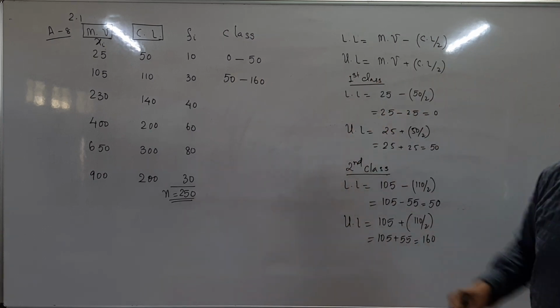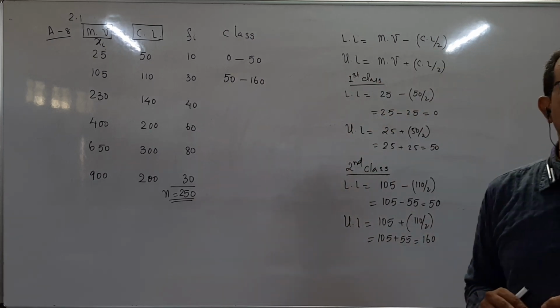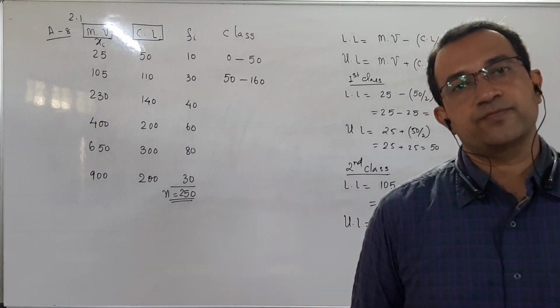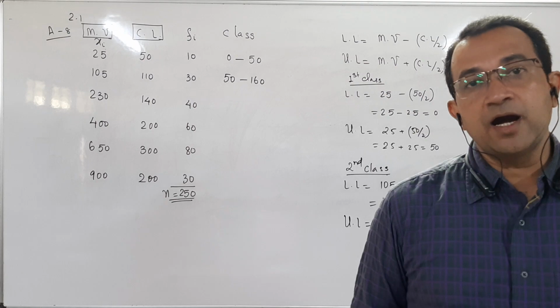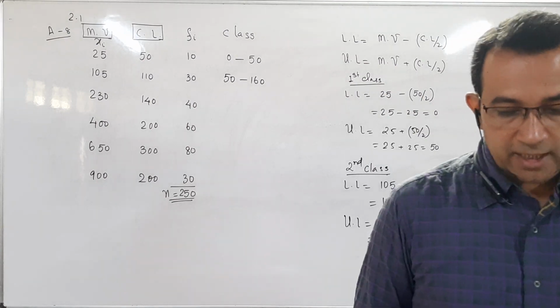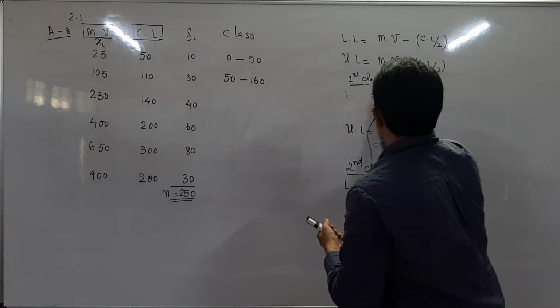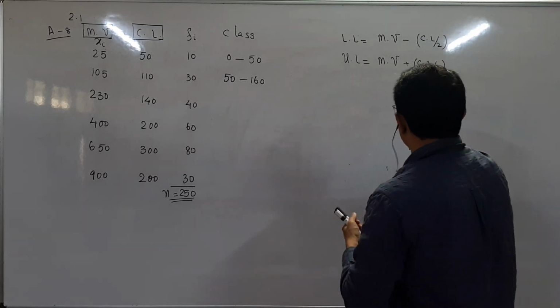You can add: 50 plus 160 is 210. 210 divided by 2 gives us 105. So this is how we have to calculate. Okay, now I am erasing these two classes and showing the next classes.